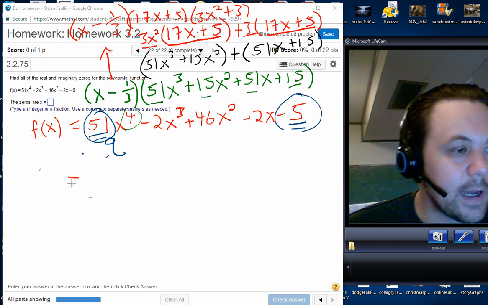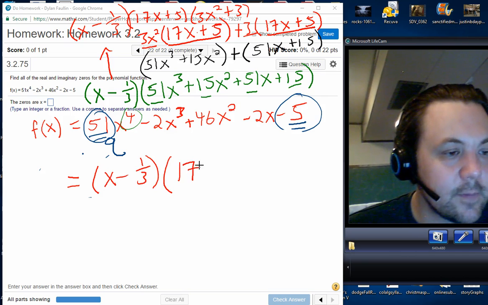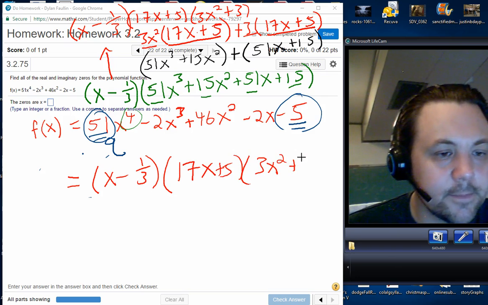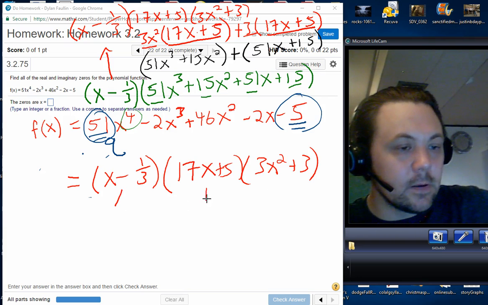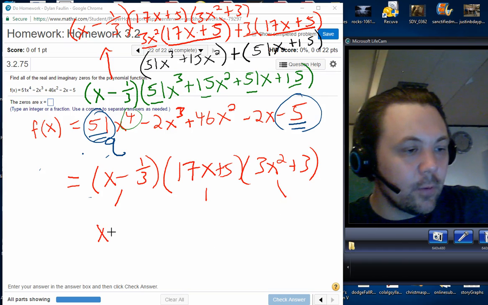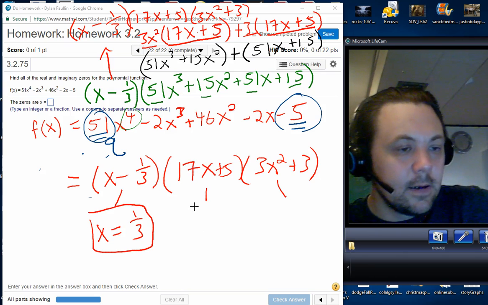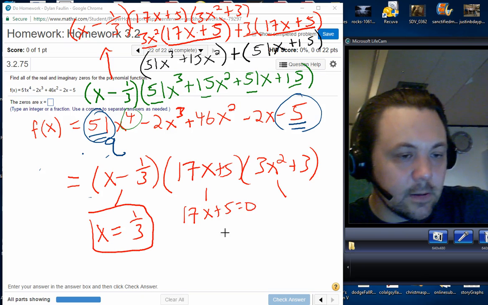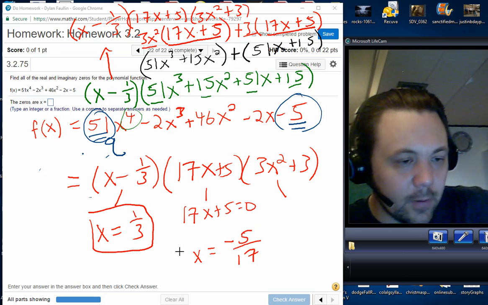So this factors as x minus 1/3 times 17x plus 5 times 3x squared plus 3. All right. Now to find the zeros, we set each factor equal to 0. Here we're going to get the same 0 that we found from synthetic division, so nothing new there. This one, we're going to set this equal to 0. We get 17x plus 5 equals 0. And then you'll solve that for x, and I'll spare you the details because I'm already a little bit over time. But I assume you should have no problem getting that.